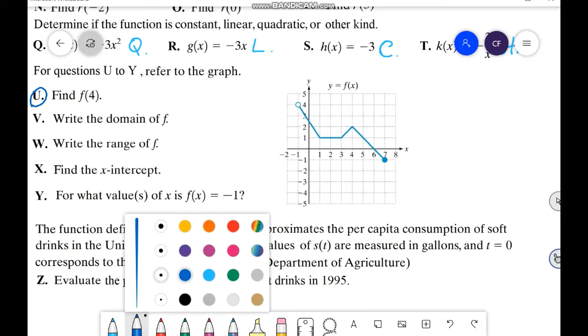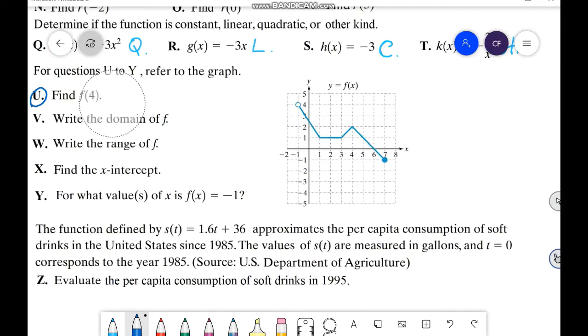Starting with F of 4, this means X equals 4, right? So you go to the graph, find X equals 4. X equals 4 is here on the x-axis. Intersect with the graph. You've got this point. And go to the y-axis to find the value of F of 4. F of 4 equals 2. This is the answer.